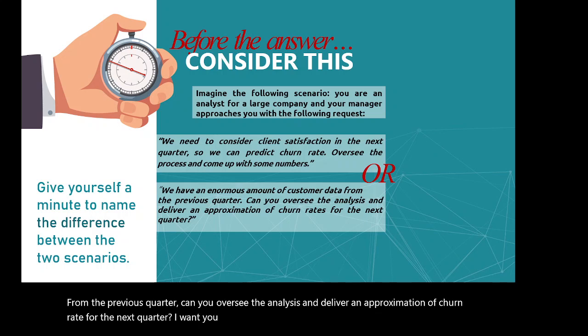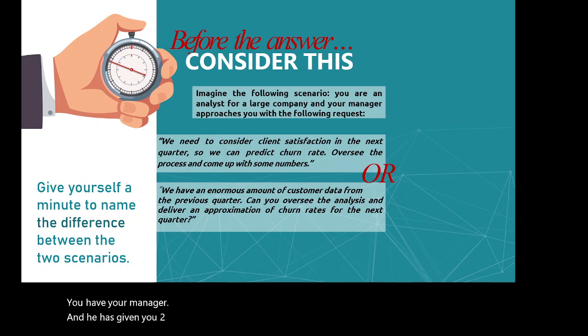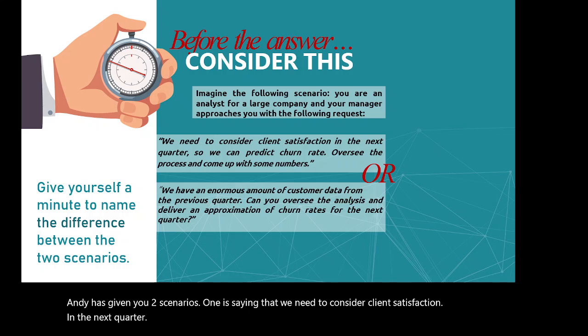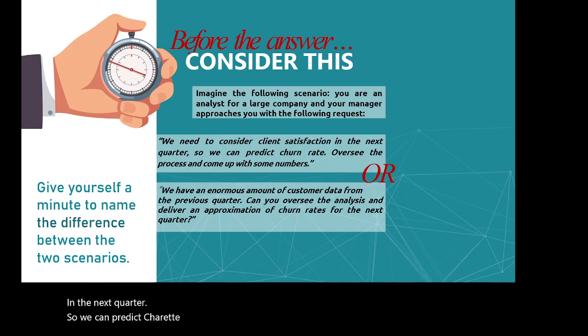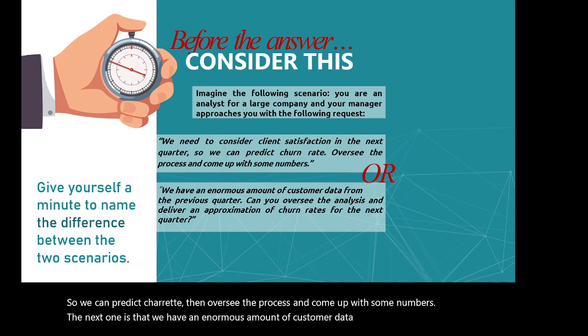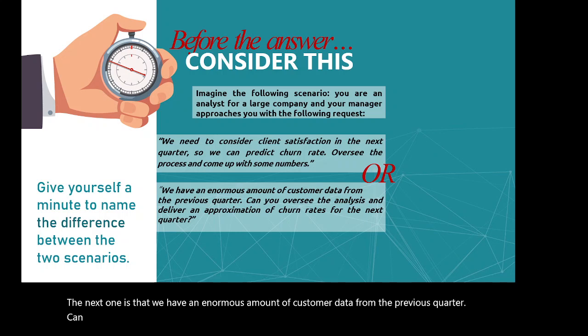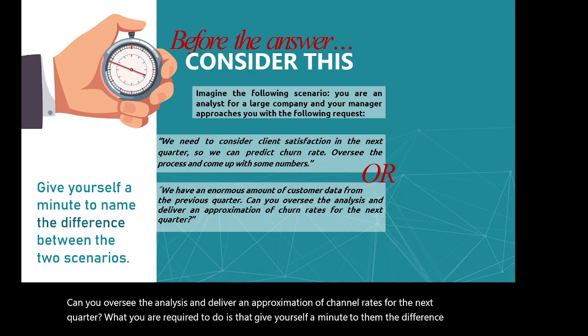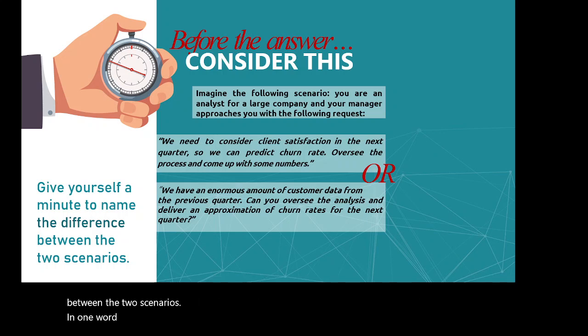Let me just repeat the two scenarios. Your manager has given you two scenarios. One is saying that we need to consider client satisfaction in the next quarter so we can predict churn rate, then oversee the process and come up with some numbers. The next one is that we have an enormous amount of customer data from the previous quarter. Can you oversee the analysis and deliver an approximation of churn rates for the next quarter? Give yourself a minute to name the difference between the two scenarios. Anyone who has understood the two scenarios, raise your hand and try to explain what you have understood.